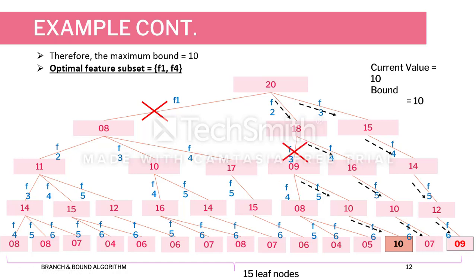So since I'm not left with any other branches to proceed, the maximum bound value is equal to 10. So the subset with the criterion value 10 is this. That has the features F1 and F4. Therefore, the optimal feature subset is F1 and F4.